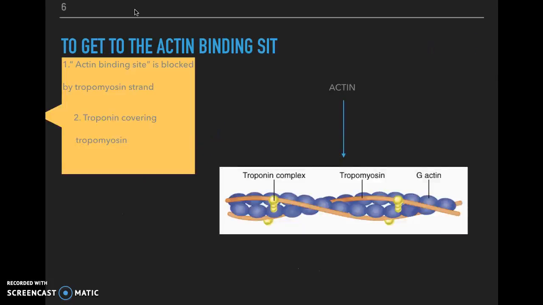So this is a diagram of actin. The myosin wants to attach to these actin binding sites. However, the actin binding site is being blocked by the tropomyosin strand, that's the orange strand, and the troponin is covering the tropomyosin. So the calcium ions react with the troponin and tropomyosin, and actually pull these away from the active binding sites and change the whole shape, which allows the actin binding sites to be visible for the myosin to attach to.